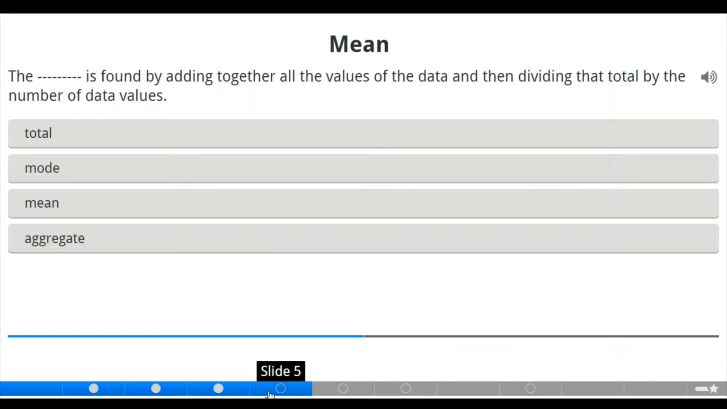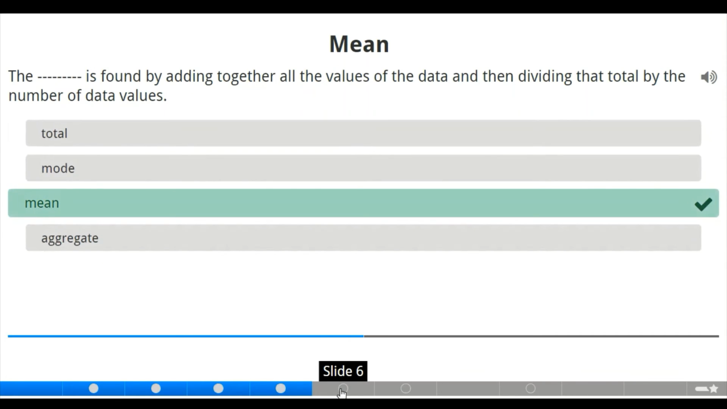The third one here is the mean. The mean is formed by adding together all the values of the data and then dividing by the total number of the data. So if you have a data set, you add all the data together, then you divide it by the total number of such data. Then we refer to that as the mean.